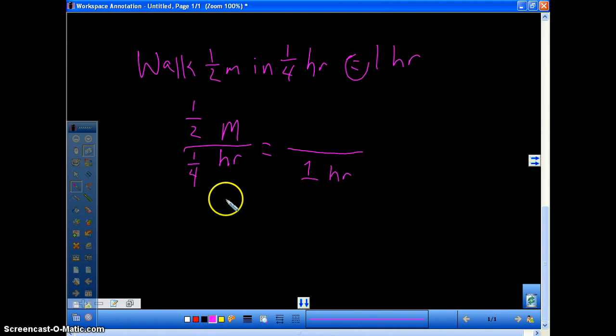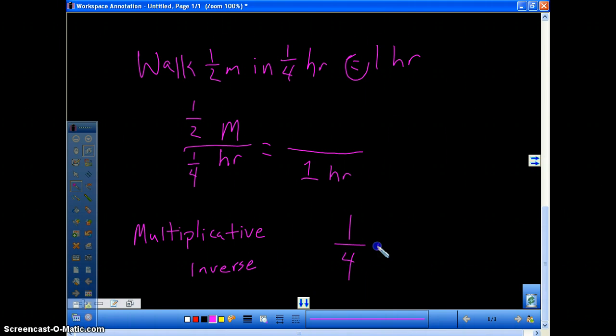So this is what we talked about in the previous weeks. Fractions, fraction operations. How do I get from 1/4 to 1? We talked about that, and there's a word that we talked about, and it's the multiplicative inverse. And a multiplicative inverse is when I take a number and I multiply it by its reciprocal, I get a product of 1. So what do I multiply 1/4 by to get a product of 1?